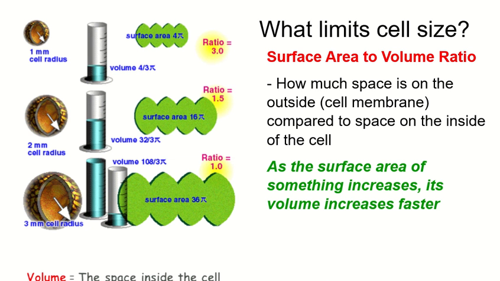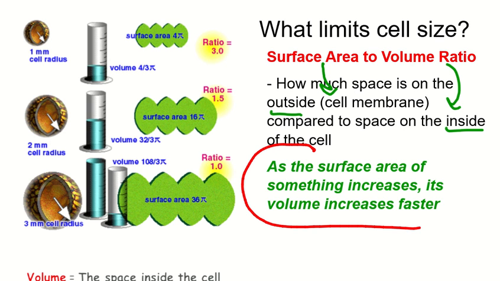So it comes down to, well, what limits cell size? Going back to this ratio, we're going to look at in lab specifically this type of investigation, this ratio, to show you why cells are shaped very small. So what we want to look at is how much outside space there is, which is surface area, compared to space on the inside, which is volume. Too much space on the inside takes too much time for things to get to the center of the cell. So the key thing here is as the surface area increases, the volume increases faster.